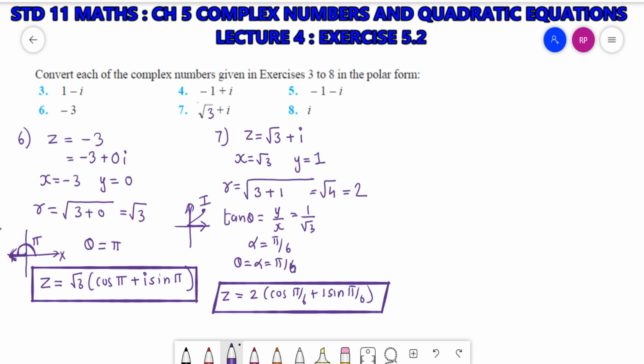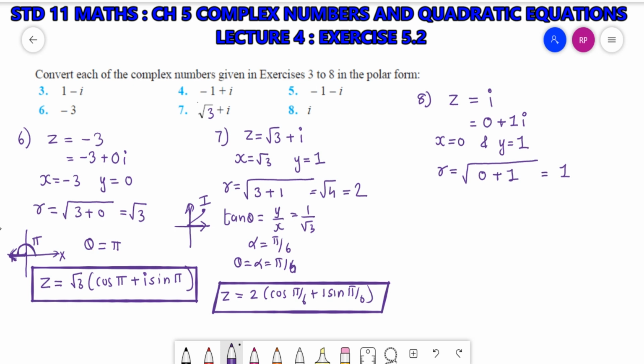Now let's see the last one of this exercise, that is question number 8. Question number 8, that is z is equal to i. So I can represent it as 0 plus 1i. So here x is equal to 0 and y is equal to 1. So the modulus r will be equal to under root of x square, that is 0 square, 0, plus y square, that is 1. So root 1, that will be equal to 1.